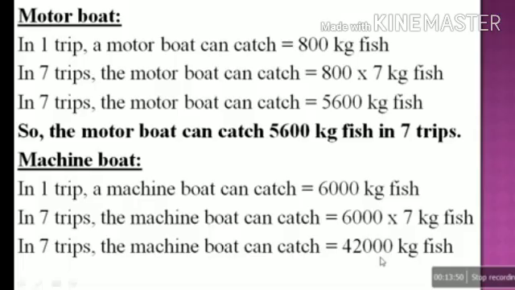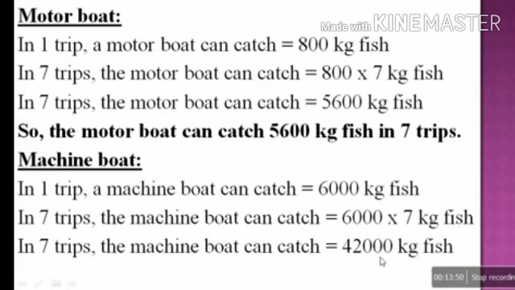Now students, look at the motor boat, how many fish they can carry. In one trip, a motor boat can catch 800 kilogram fish. So what happens in 7 trips? The motor boat can catch 800 into 7. So all of you multiply and find out. 800 into 7 is 5,600 kilogram of fish. So what is the answer?